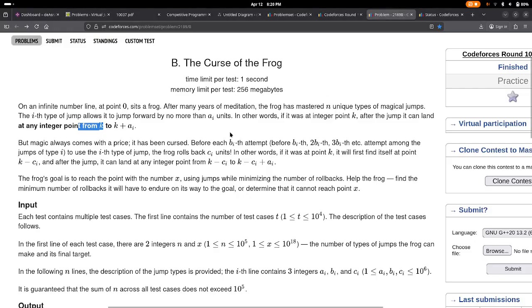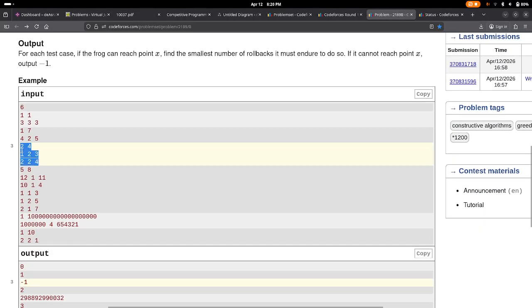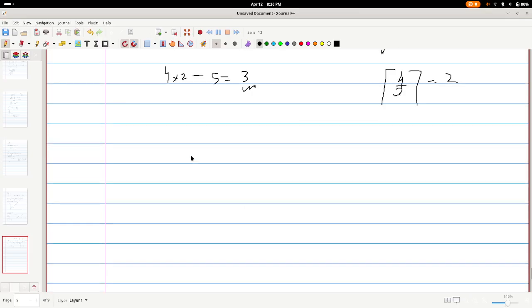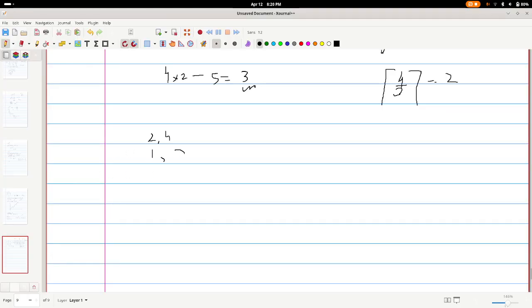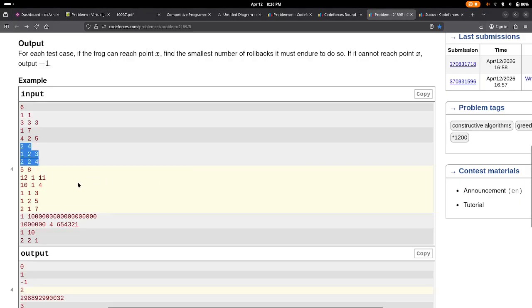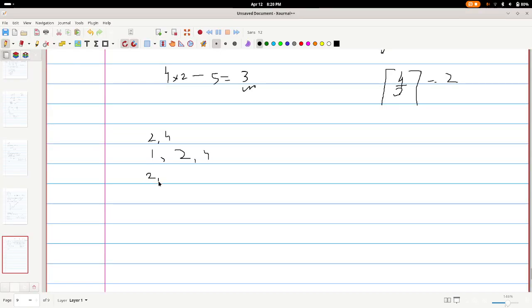Yeah, let's check this. This is an interesting question. 2 4. 1 comma 2 comma 4. 2 comma 2 comma.